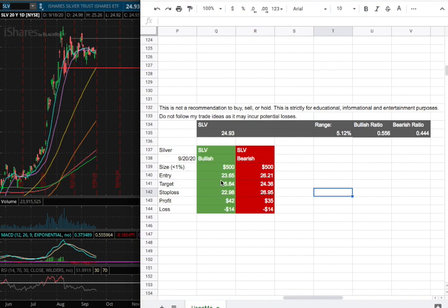My entry will be $23.65 for my long entry, which is this range right here, and that also coincides with the 50-day moving average, that yellow line. And my stock target for my long is $25.64, and my stop loss is $22.98.